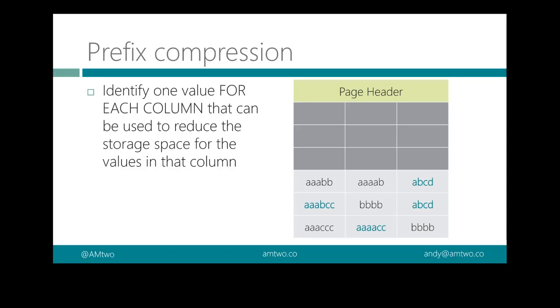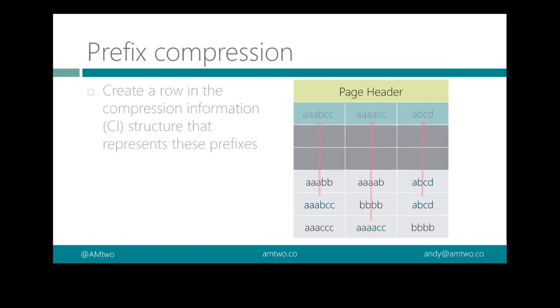Something that is repeated. So in this example, it's going to pick these ones that are highlighted in green, and it's going to write those in the compression information structure at the top of the page. These values get chosen because the start of them are repeated. So the first one, it's 3 A's and a B that is repeated on one of those rows. So that prefix can be used to dedupe the start of those words. And then in that third column, A, B, C, D, it's an exact match. So obviously that is a good thing to choose to write in this compression information structure.